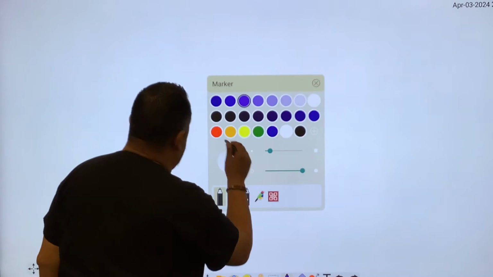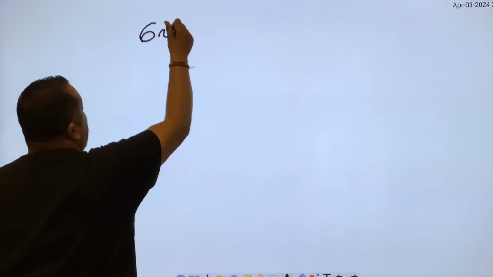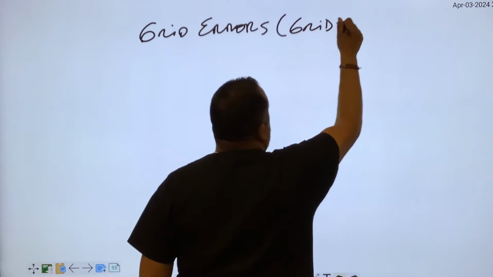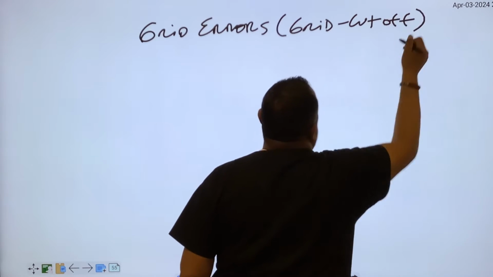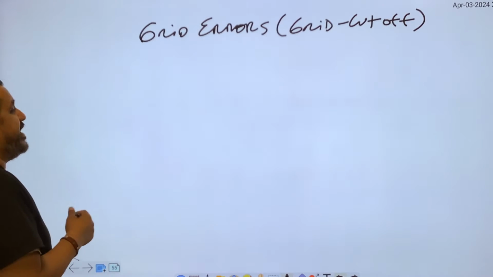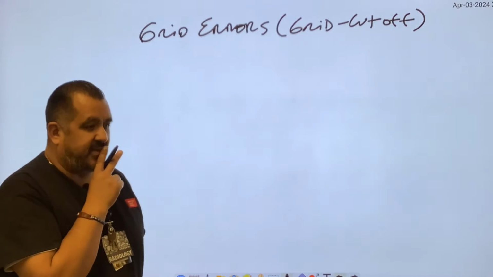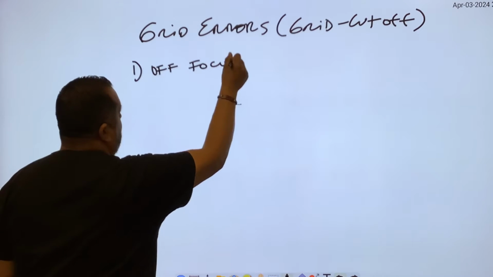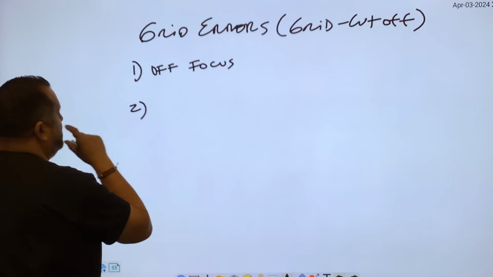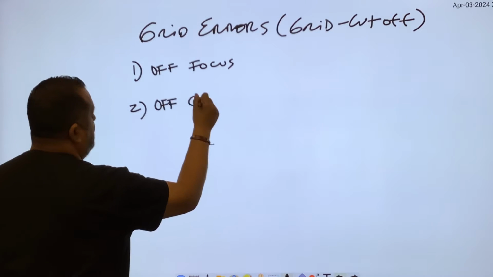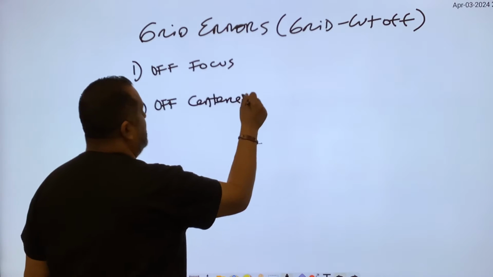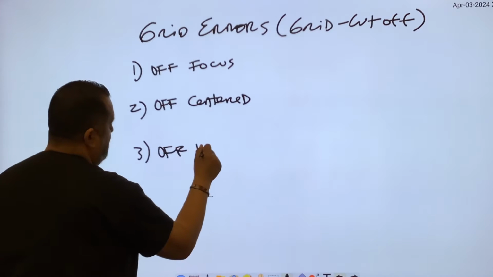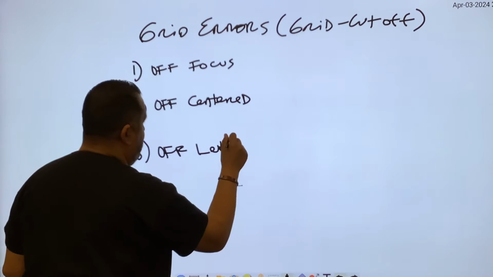So I'm going to change this to black. All right, so grid errors are also known as grid cutoff. There are different types of grid errors. Number one, there's off focus grid error. Number two, there's off centered grid error, and there are different ways that you can word this. And then number three, there's off level.